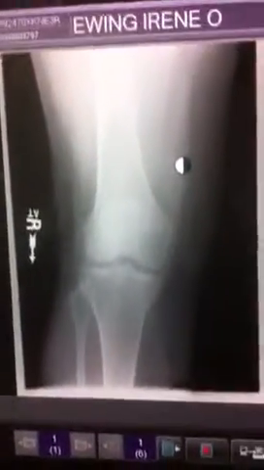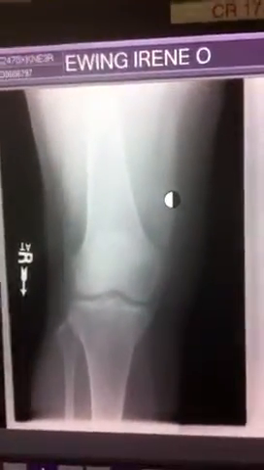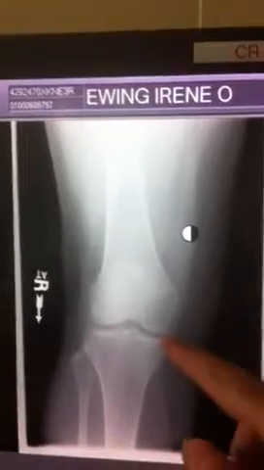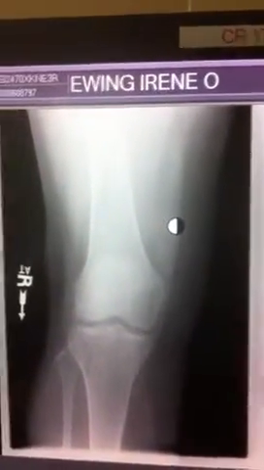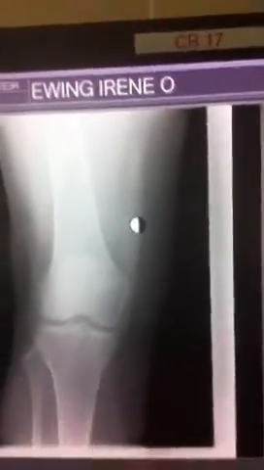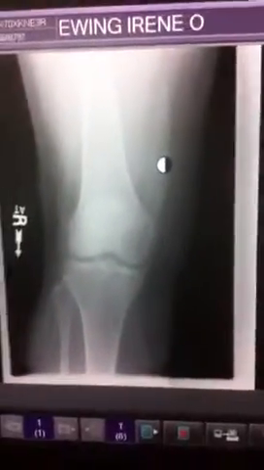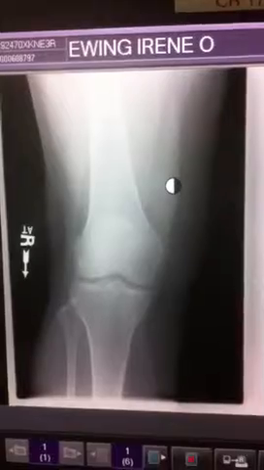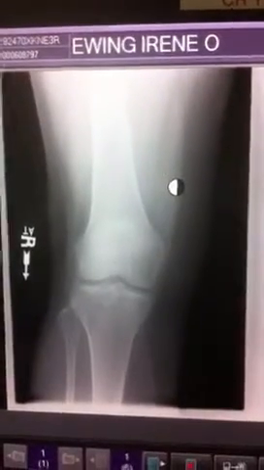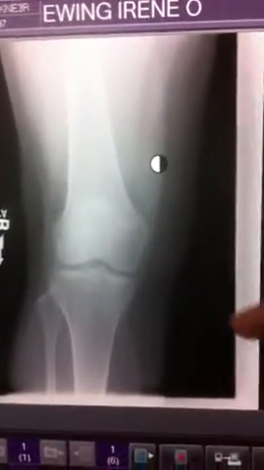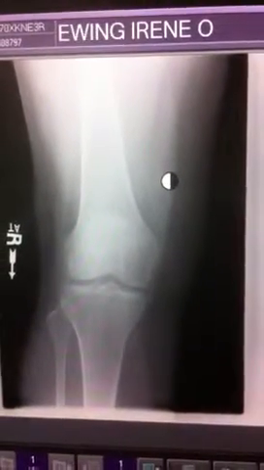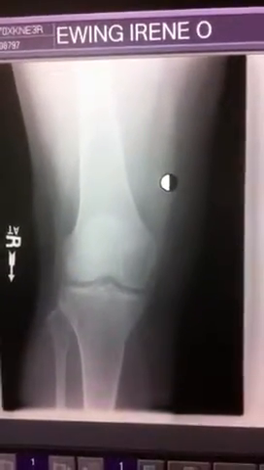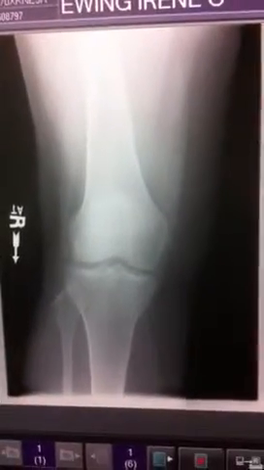Now for the AP knee, we see the femorotibial joint space is open. The head of the fibula is slightly superimposed. The patella should be completely superimposed over the femur. And in a normal knee, the femorotibial joint space is equal on both sides.